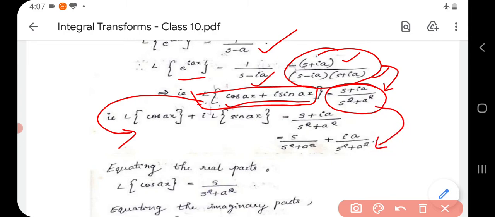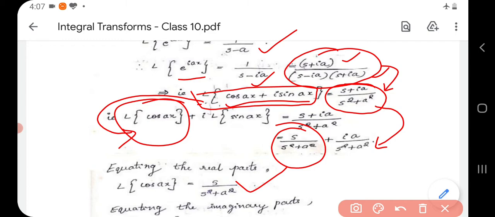Okay, now you just equate the real part and imaginary part on the LHS and RHS. On equating the real part, you will get the Laplace transform of cos ax equal to s by s square plus a square. This is in good agreement with the formula that we derived for the Laplace transform of cos ax in our first class. What was it? s by s square plus a square.